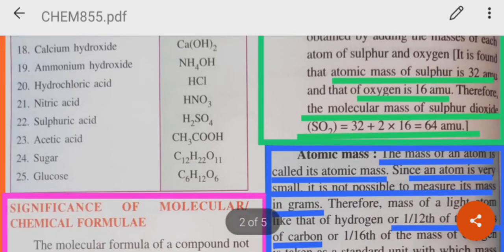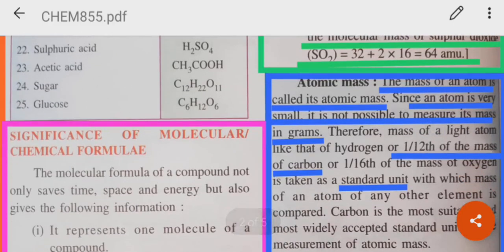So, what is the molecular mass of sulfur dioxide? It is 32. Why 32? 32 is the atomic mass of sulfur, and since there is only one atom of sulfur, then you see 2 into 16. Why? Because there are two atoms of oxygen. So, what is the molecular mass of sulfur dioxide? It is 64 atomic mass unit.